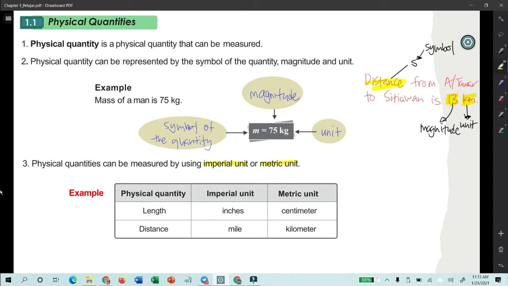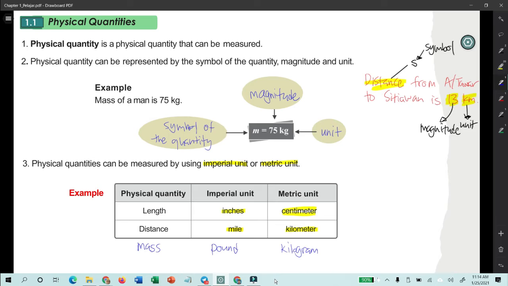If you take length, the imperial unit is inches. For distance, it can be mile. For the metric unit for length, it is centimeter, millimeter, all these are metric units, and of course meter and so on. For distance, we will be using kilometer. For mass, the imperial unit is pound, whereas the metric unit is kilogram.